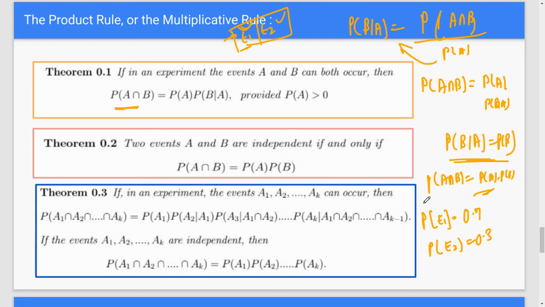So the question is, there are two engines in the system. The probability of working of engine E1 is 0.7, and the probability of working of engine E2 is 0.3. Then what is the probability that the whole system will work on a particular day? Does anyone have any idea how we can solve this question? Anyone? Or did you understand the question correctly, what I'm telling you?